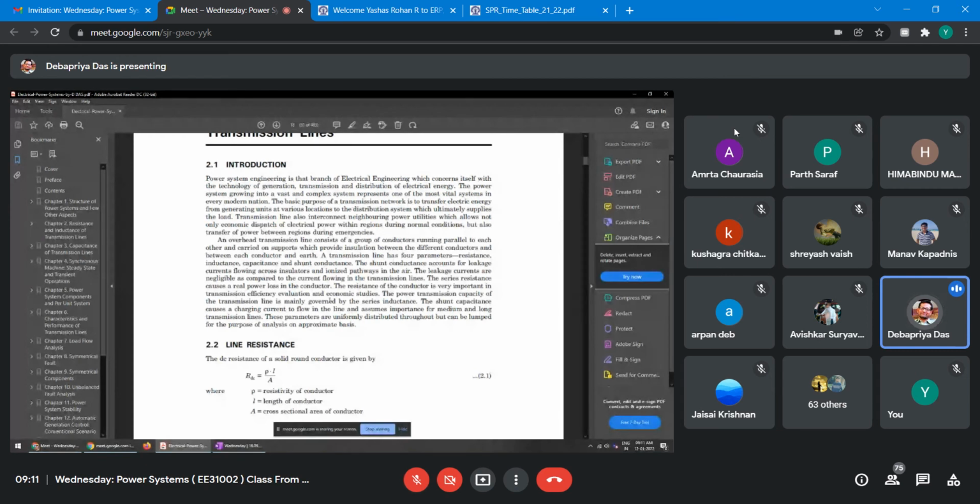So a transmission line generally has 4 parameters: resistance, inductance, capacitance, and shunt conductance, right? Shunt conductance accounts for leakage current flowing across insulators and ionized pathways in the air, right? So these are negligible. Because at every tower you will find insulators are there. The line is coming from an insulator, it is going to another one, right? Because you have to bypass so many things such that it should not touch the tower, right? So leakage current will be there due to accumulation of moisture on your insulators, right? But those shunt conductances are negligible, right?